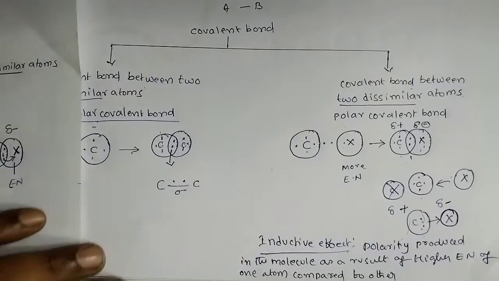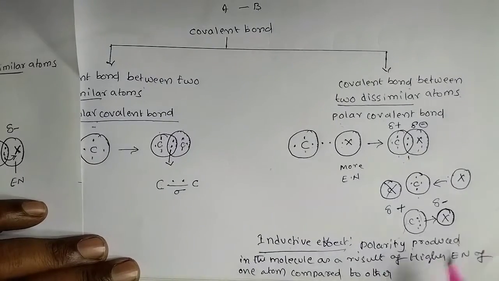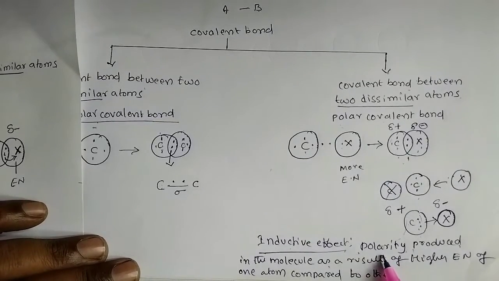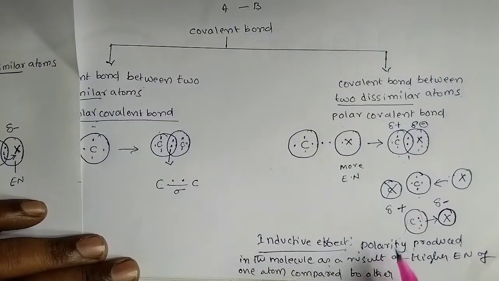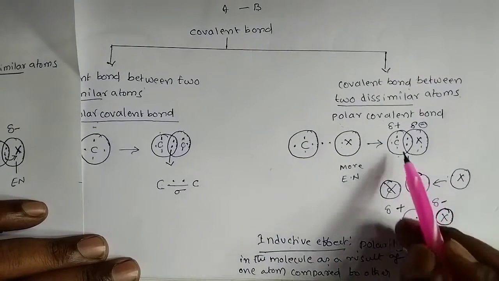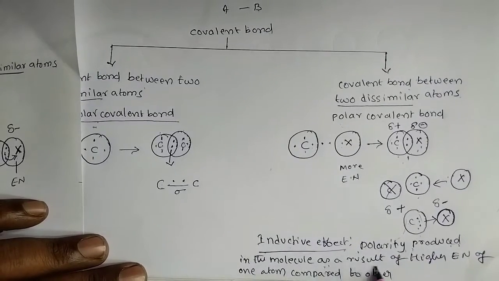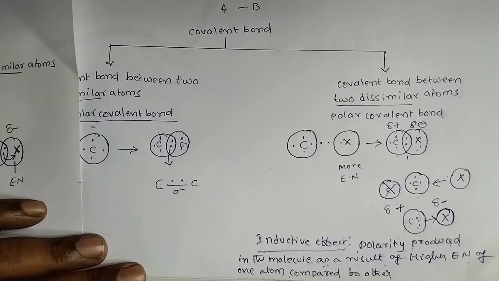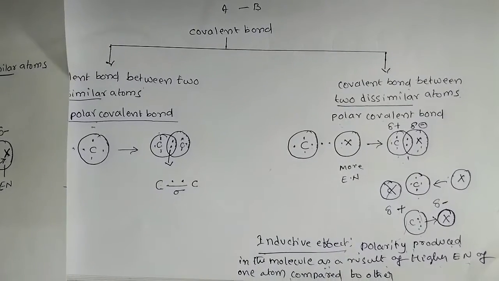Now let us see the definition. Inductive effect means the polarity produced in the molecule. Polarity means charge, partial charges. How are partial charges produced here? Partial charges are produced due to difference in the electronegativity. So by taking that, you can frame the definition like this: polarity produced in the molecule as a result of higher electronegativity of one atom compared to another atom, known as inductive effect.